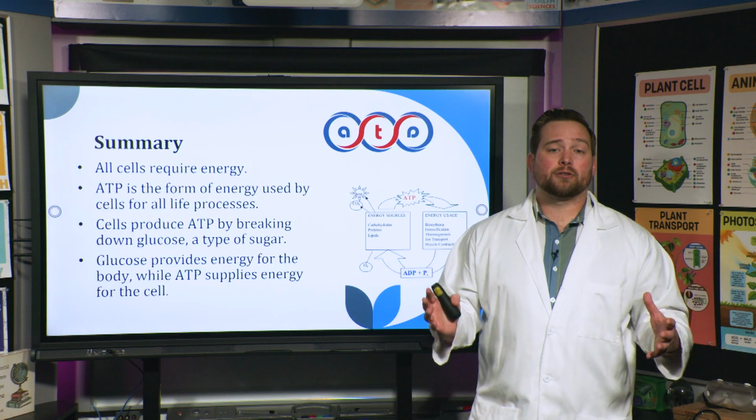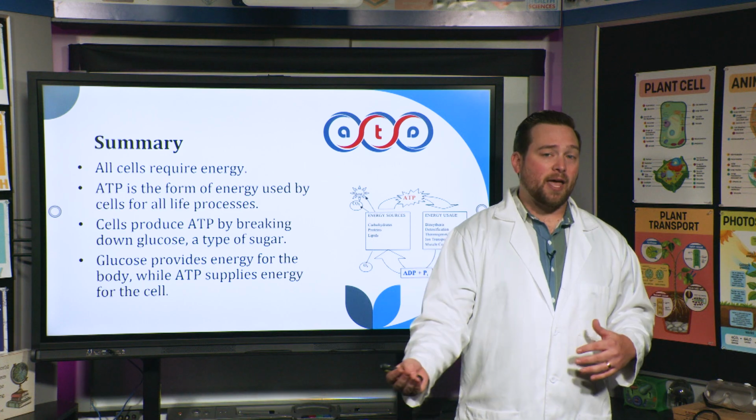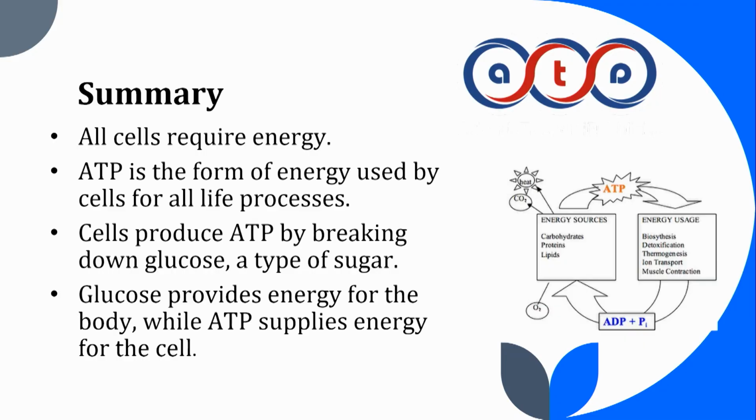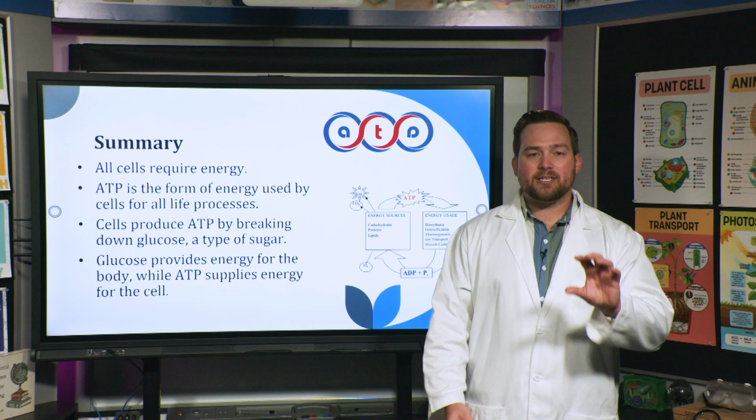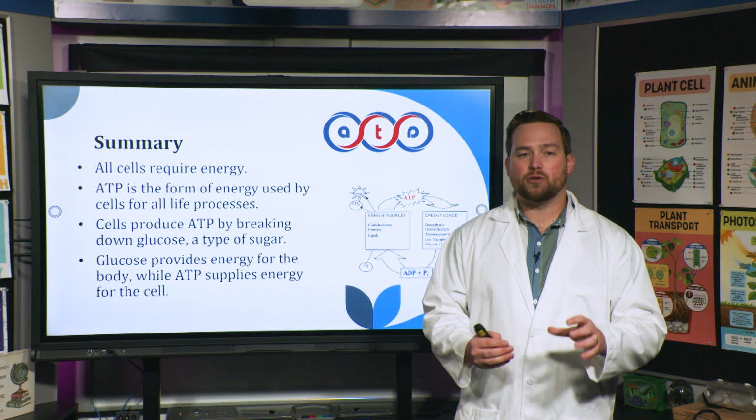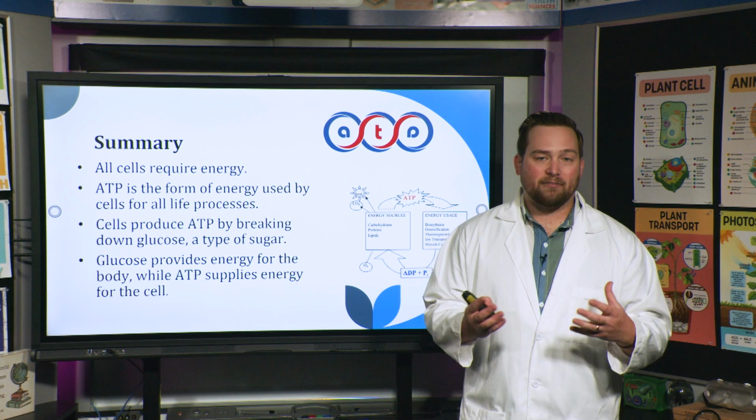So just a quick summary of energy and this thing called ATP and what cells are doing. So all cells require energy. We know that, right? Cells are moving around, they're growing, they're producing new organelles. They need energy to do all that type of thing. Cells only use a certain type of energy though, okay? ATP is the form of energy used by cells for all life processes.